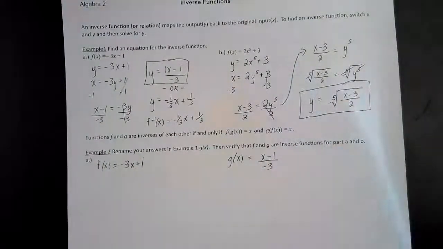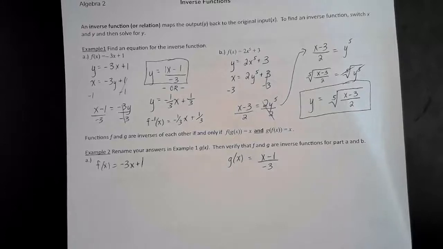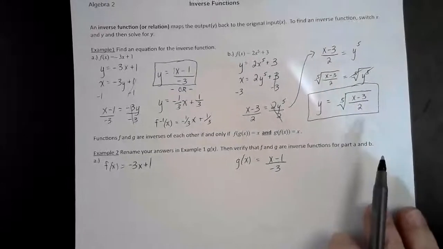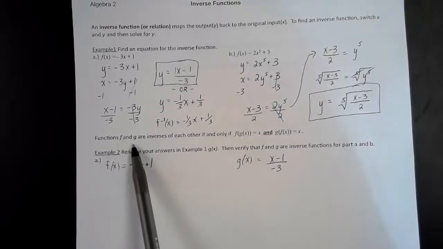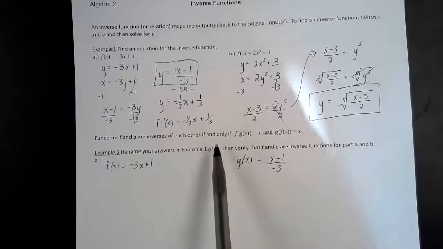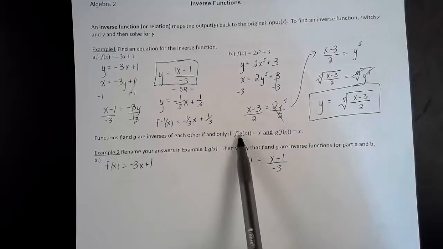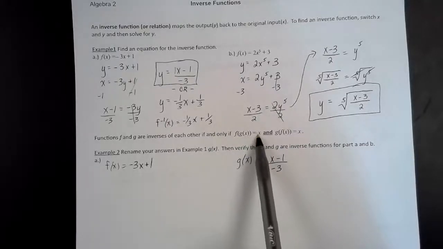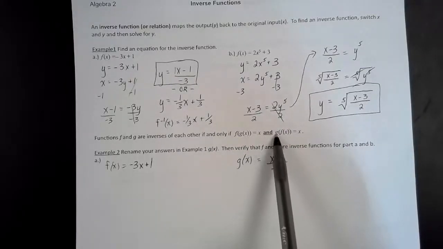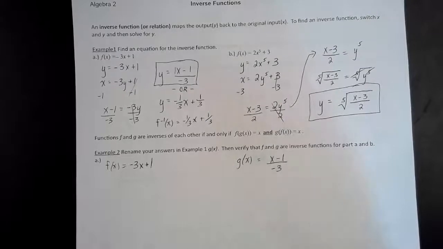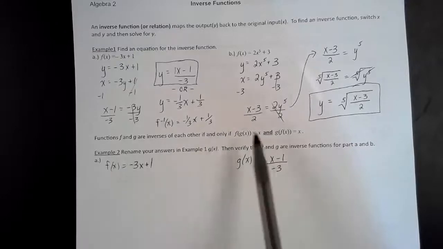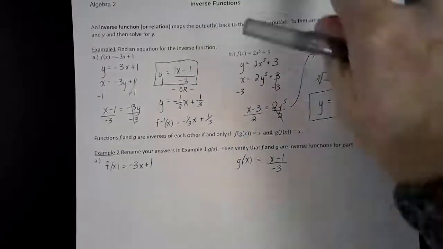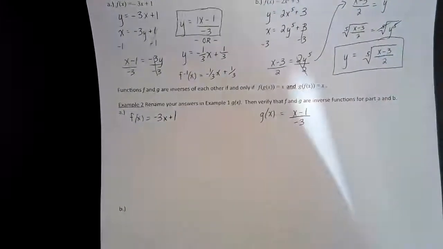Now we have to verify that they are inverses of each other. Functions f and g are inverses of each other if and only if f of g of x equals x, and then you switch them, g of f of x equals x. So basically you plug this one into that one, and then you plug this one into that one for x. So it'll go something like this.